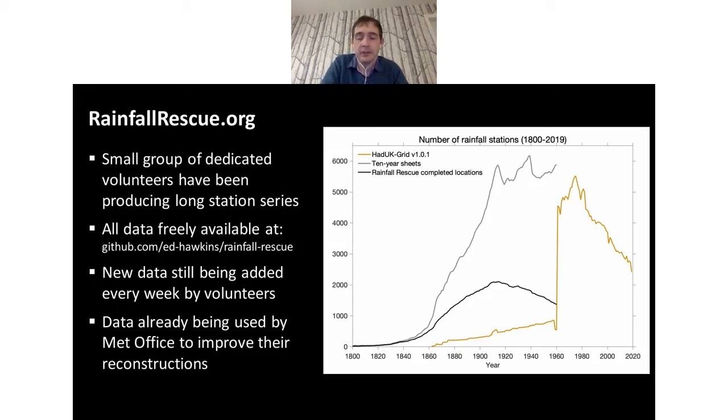So the volunteers are still working very hard and committing a lot of spare time, and we thank them for that, to piece together these records and do the quality control, so that we can then improve our reconstructions. And so that's the black line, the amount of data that we have now that we're able to pass to the Met Office, which they're already using to improve their knowledge of past rainfall variations. And so it's very much a collaborative project from the volunteers all the way through to the people producing the data sets and making it openly and publicly available for anyone to use the data. And I think that's an important aspect of what we're doing.